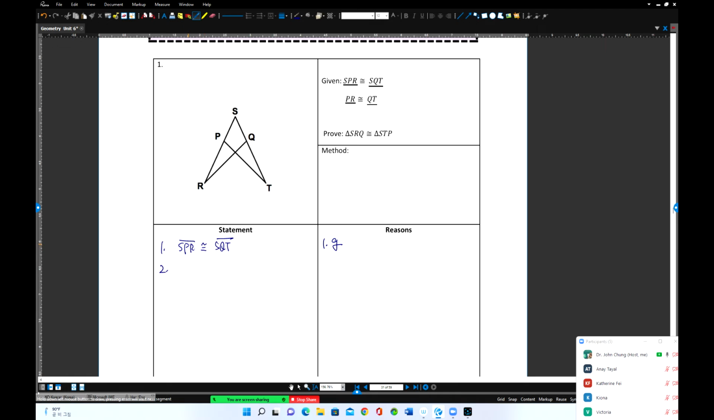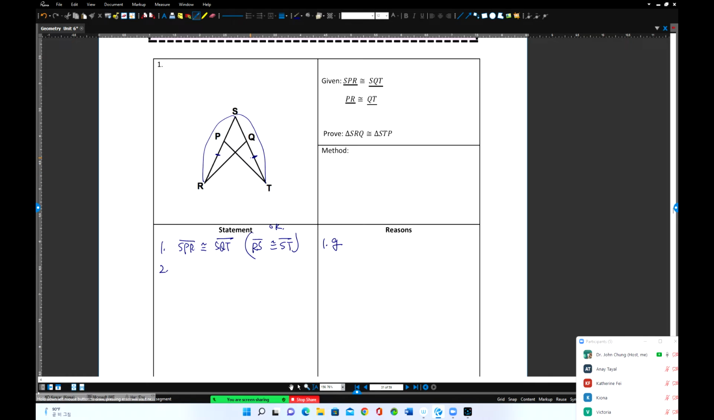Okay, they don't have to write SP, right? This is a line, the straight line. Instead of this one, better use this one: RS congruent ST. It's okay, right? But this is better, I think. Alright, the next one: PR congruent, this side equals PR, and QT congruent.